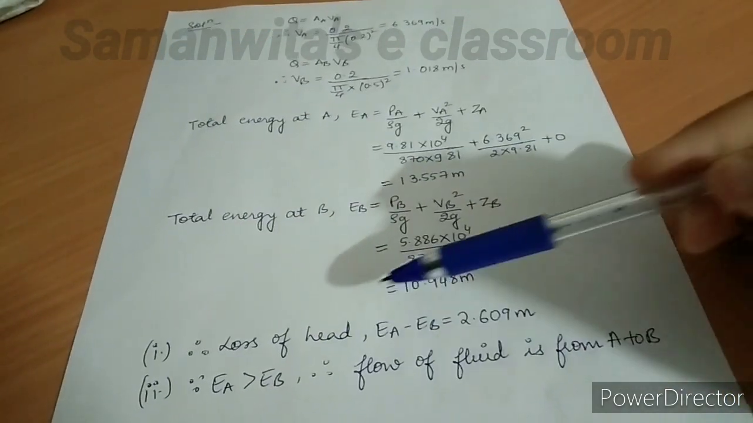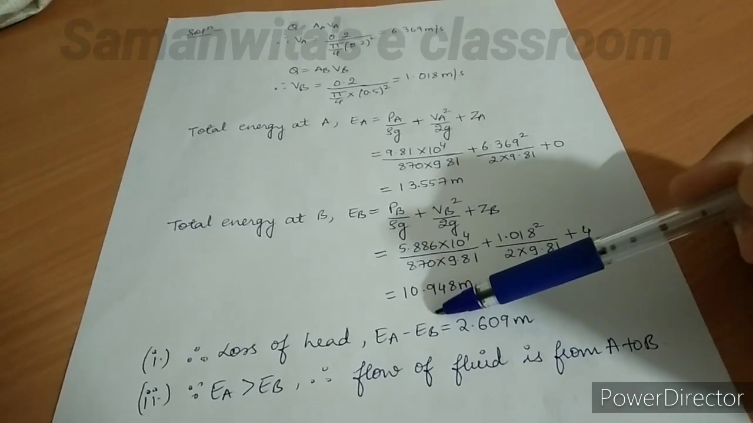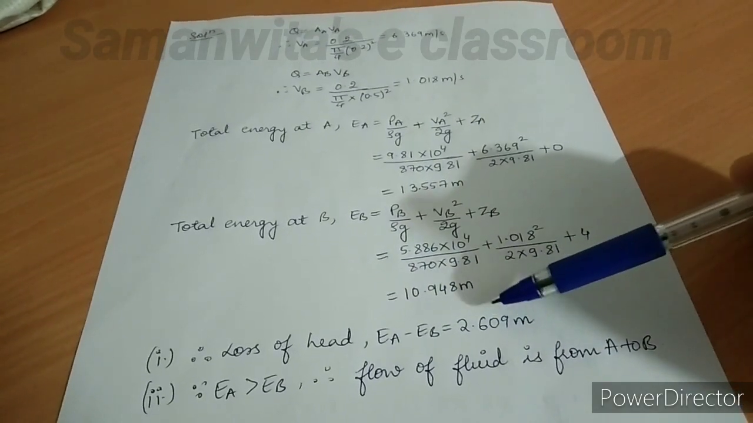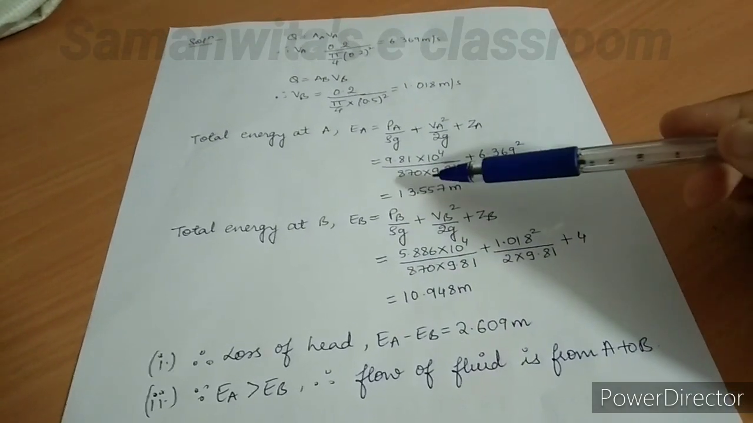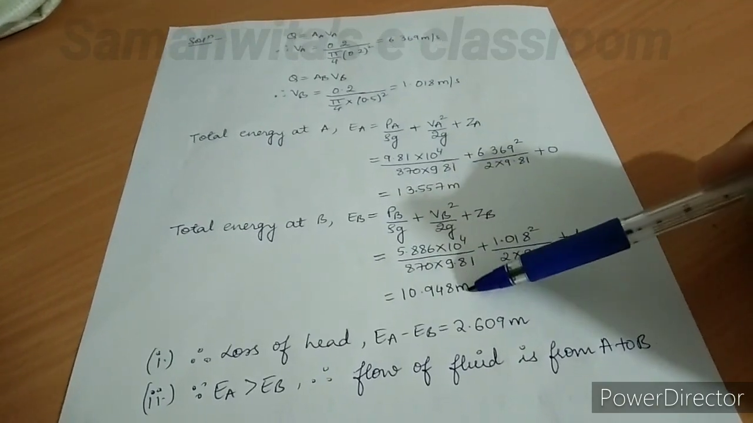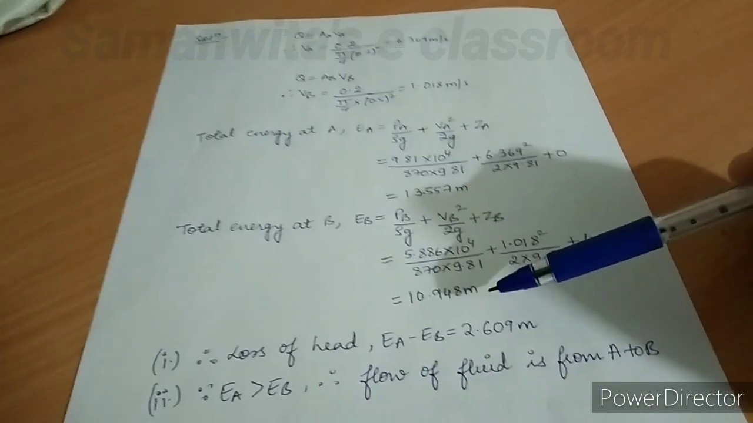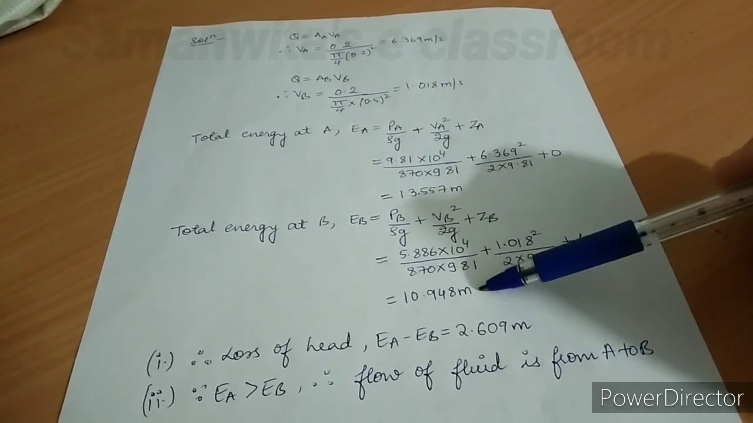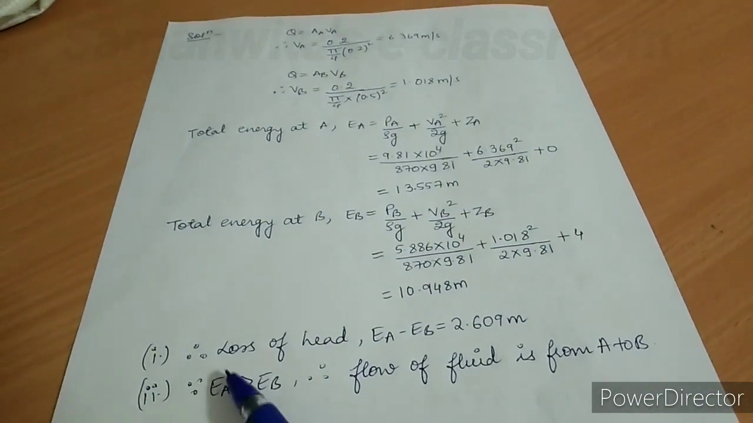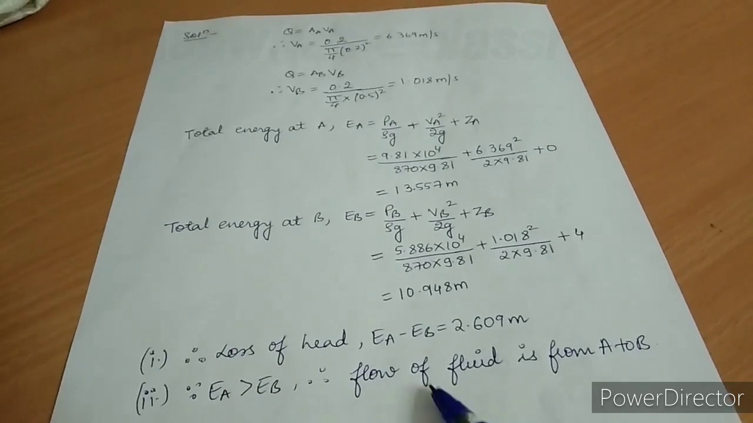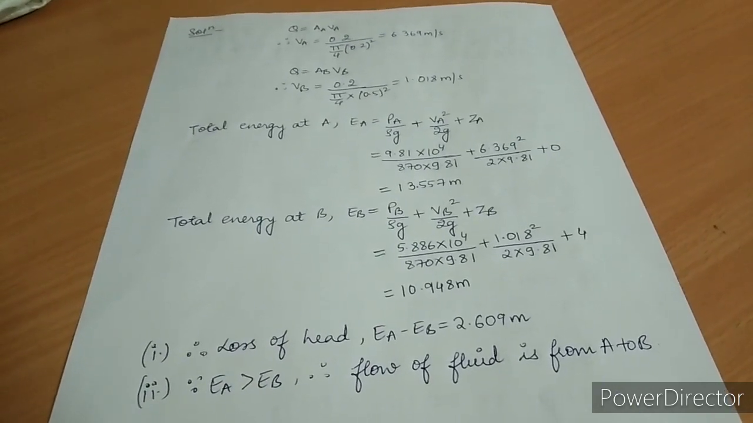The loss of head will always be the difference between the two energies which I have obtained. Here the answer is 2.609 meter. As you can see that your EA is greater than EB, so obviously the flow has taken place from A to B, and hence the loss is at the end of B. So here I have just written, since EA is greater than EB, therefore the flow of fluid is from A to B. Thank you.